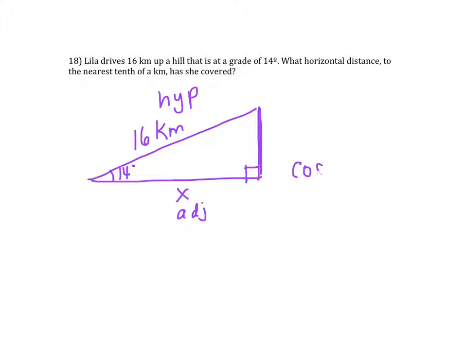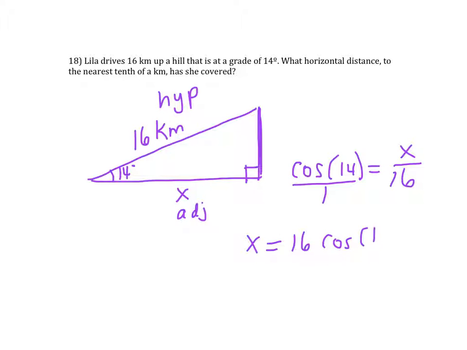So say cosine of 14 degrees equals the adjacent side x over the hypotenuse 16. Okay, cross multiply. 1 times x gives us x, and x is equal to 16 cosine 14. You're ready to go to your calculator, so type it in: 16 times the cosine of 14, and the final answer is 15.5 kilometers.